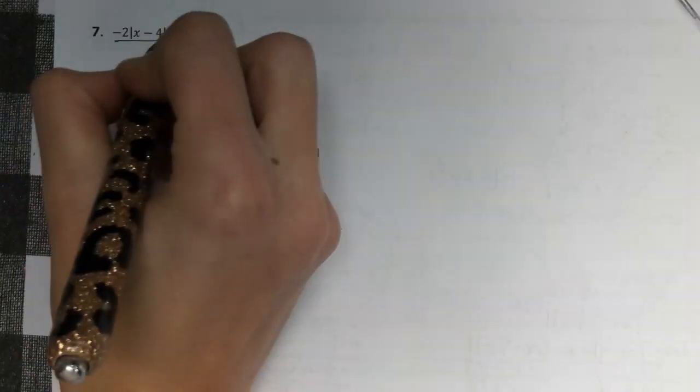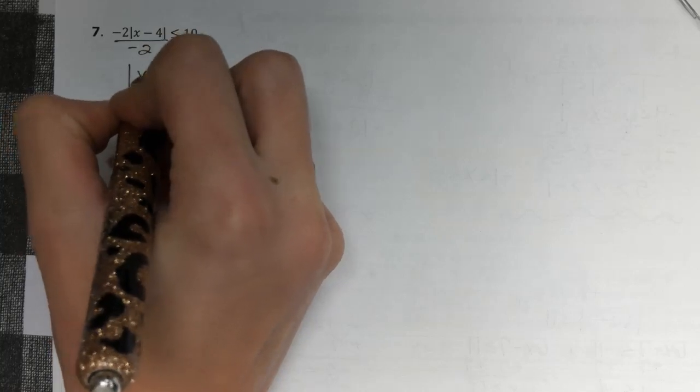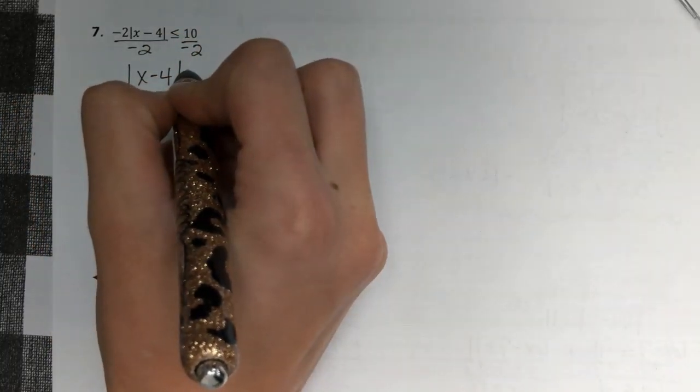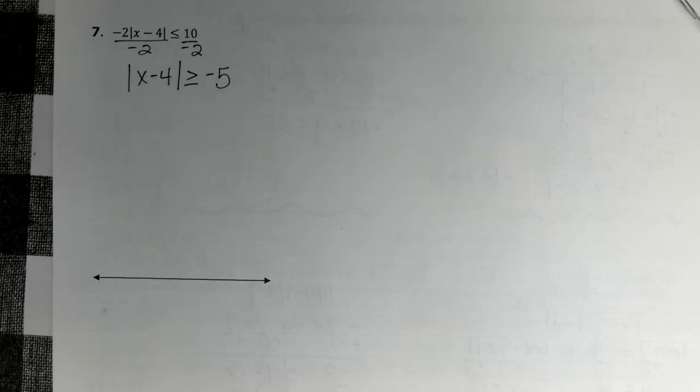I have negative 2 times the absolute value of x minus 4 is less than or equal to 10. What do I do? Divide by negative 2. When I divide by negative 2, it leaves me with the absolute value of x minus 4 is greater than or equal to negative 5. Now what does that make it?